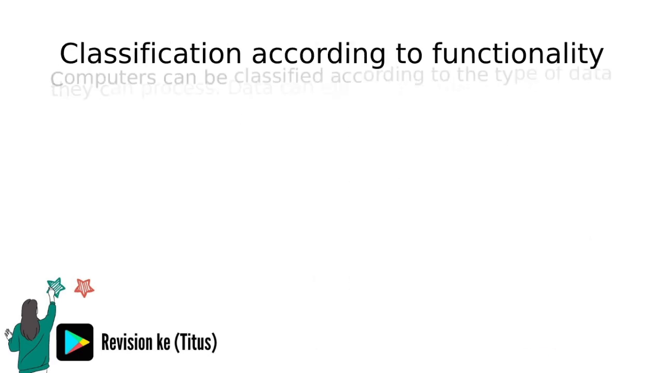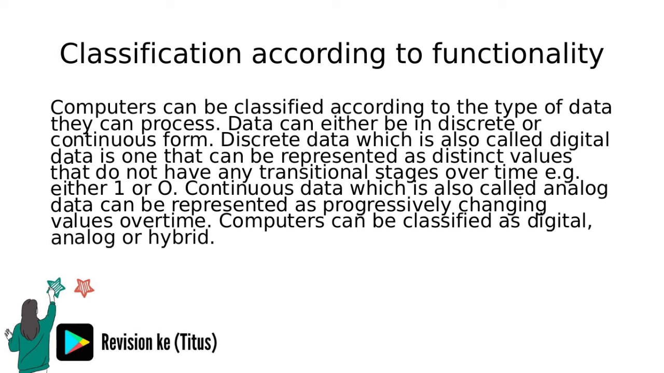So let's move forward to classification according to functionality. Here, this is according to the type of data that can be processed. Data exists in two forms as for now. The two forms that are relevant to us right now are discrete data, commonly known as digital data, and continuous data, which is commonly known as analog data. So computers can be classified according to this. There's the digital, there's the analog, and there's the hybrid.